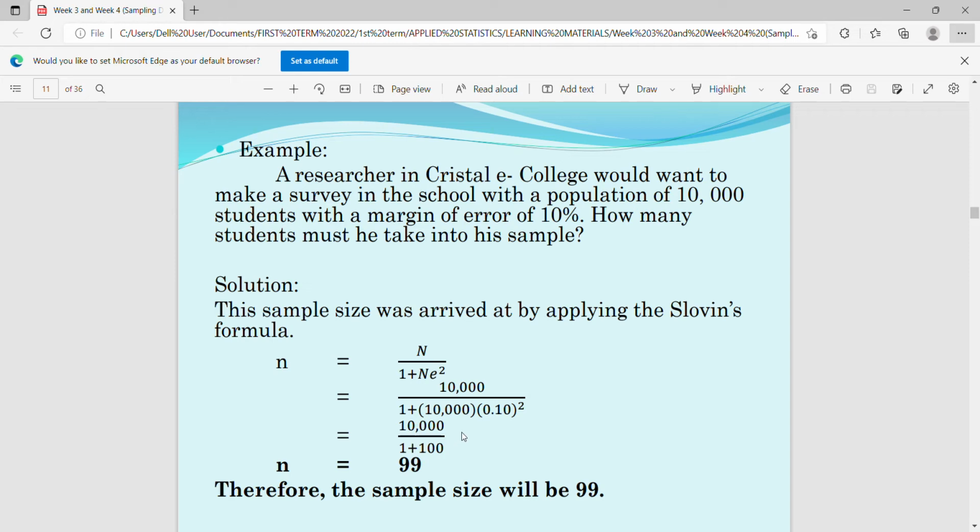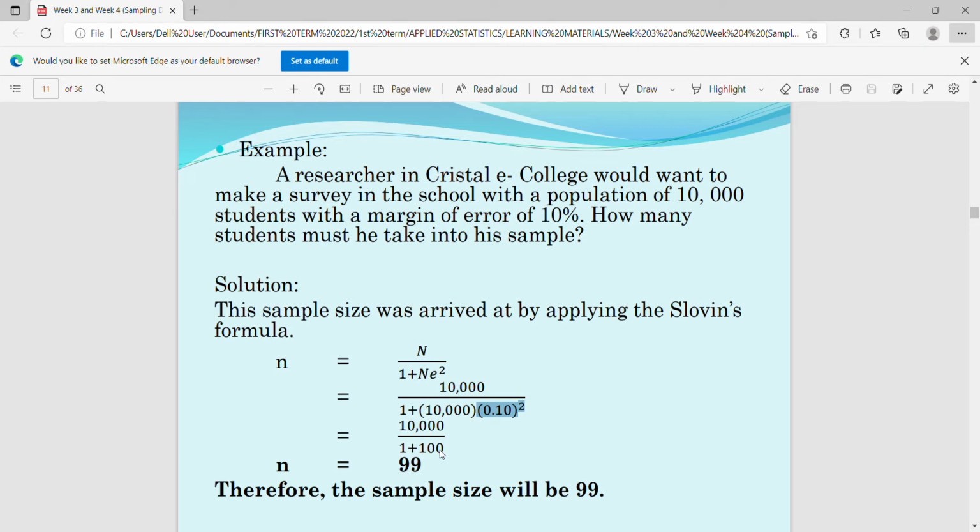Why 100? Because we need to simplify this first. The 0.10 squared is equal to 0.01, that will be multiplied to 10,000. So the result is 100.